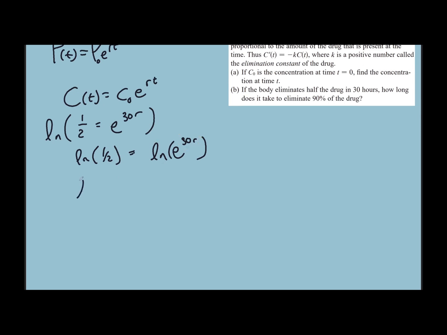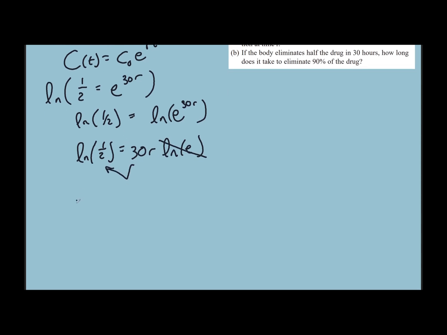So we'll write it as ln of 1/2 equals 30r ln of e. And now ln of e, that's equal to 1, so that's just gone. We'll divide the 30 out here, and we're going to get the rate of decay. And I got about negative 0.0231. That should be more than enough for our purposes.